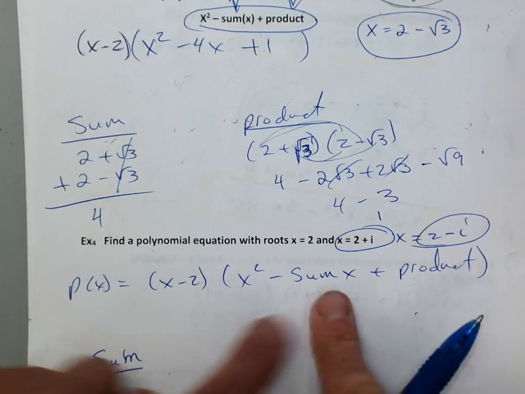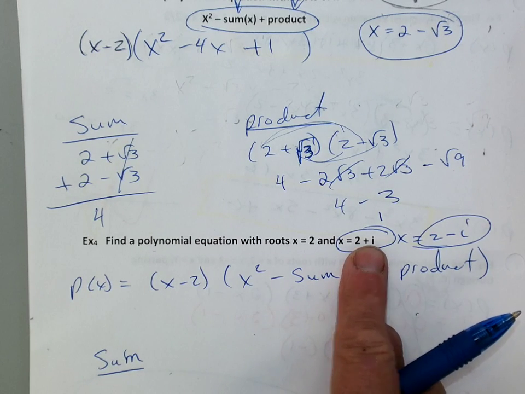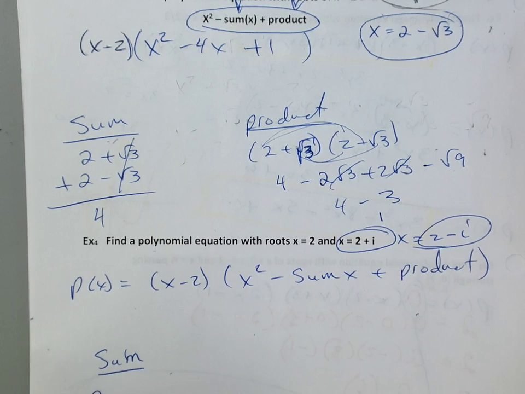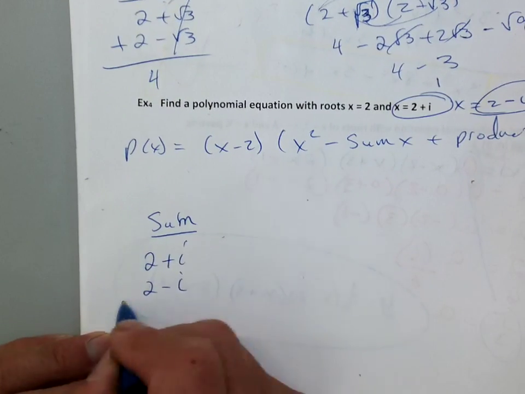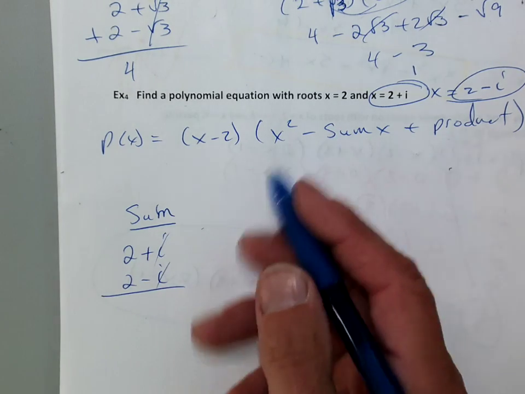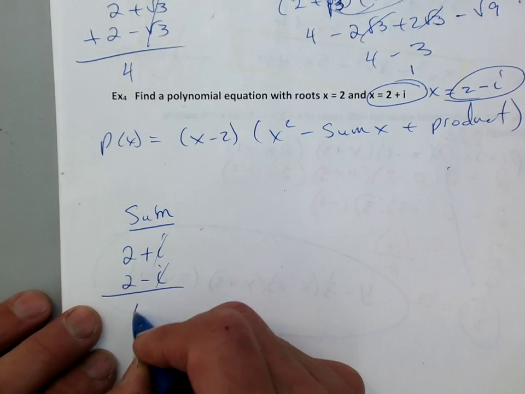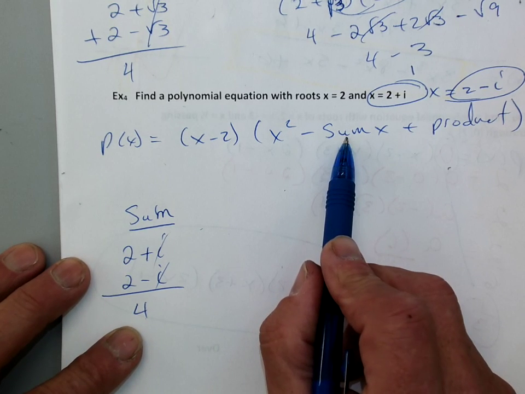So the sum is just to add them together. So I'm going to take my 2 plus I and my 2 minus I. Sure, Sasha. So the sum, let's add them together. Well, the I's cancel, right? And we just get 4. So I'm going to put a 4 right there.